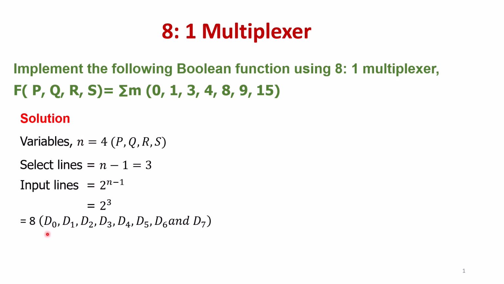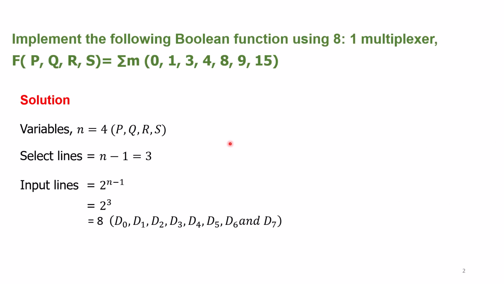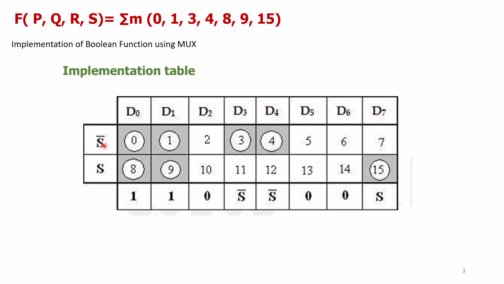Based on the formulas, for the 8 input lines we are going to find the values to implement the Boolean function using the mux. What I am doing is, in the Karnaugh map, I have taken the fourth variable as S. On the left side I have chosen S bar and S, and on the right side I have taken D0, D1, D2, D3, D4, D5, D6, D7 because it is an 8:1 mux. I am going to encircle the minterm positions 0, 1, 2, 3, 4, 5, 6, 7, 8, 9, 10, 11, 12, 13, 14, 15. So here I have mentioned the minterm positions.